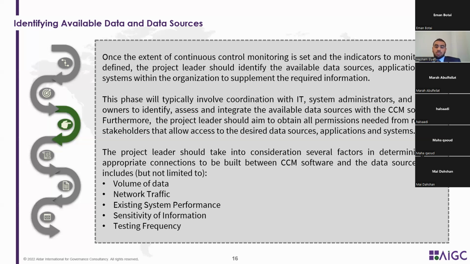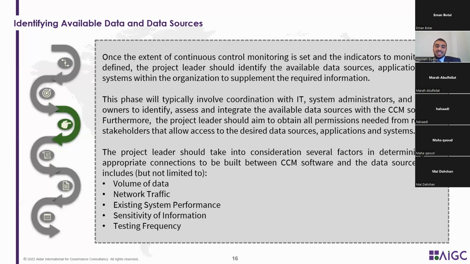During this coordination, the project leader or the person in charge will try to obtain the permission needed from relevant stakeholders to allow access to the desired data sources, applications, and systems. So it's during that stage that we define: this is the data requirement that we need, and this is the type of access that we want. Usually we should aim for read-only access to the system so that the continuous monitoring tool does not amend data or put the internal systems at any risk of manipulation of data.